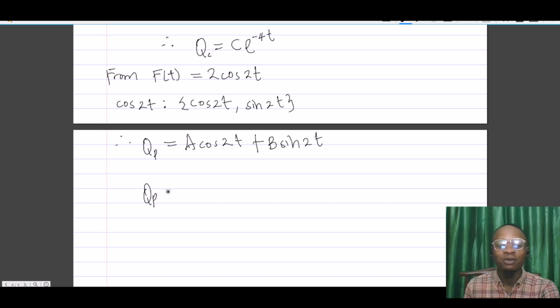I'm just kind of used to y. So I don't know why I'm used to y. So this is qp, and that is going to be the derivative of this with respect to time. So qp prime is what we're interested in: the derivative of this with respect to t.